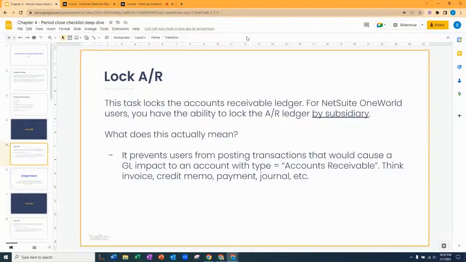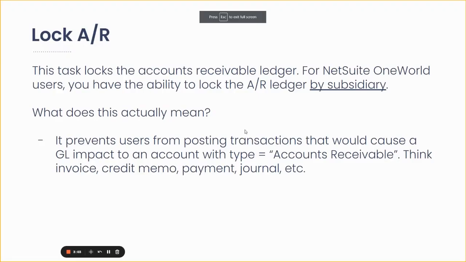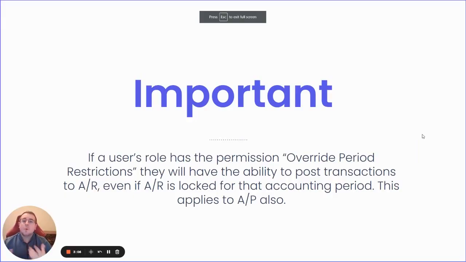Let's jump back to the PowerPoint for a second, because I do want to draw your attention to one important notice. And I touched on this earlier. If a user's role has a specific role permission, that permission being override period restrictions, they will still have the ability to post transactions against the accounts receivable ledger, even when that month close task is locked.